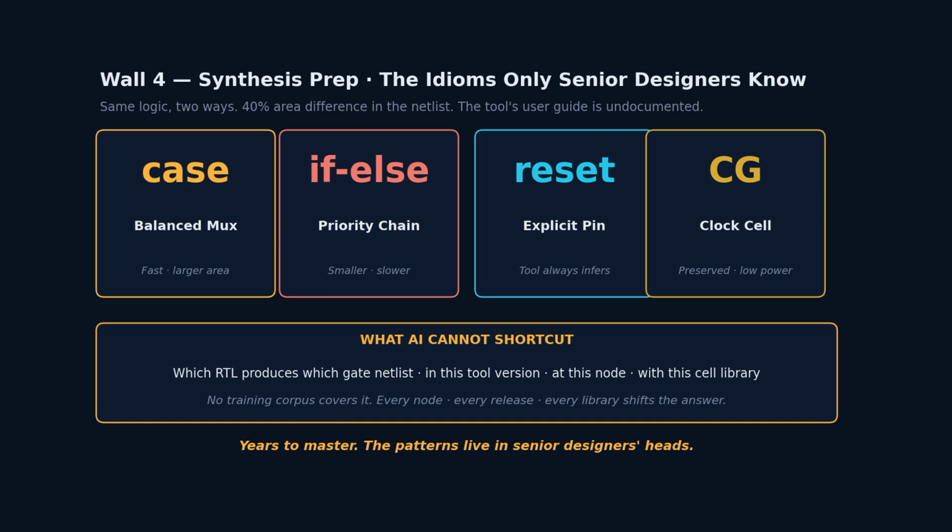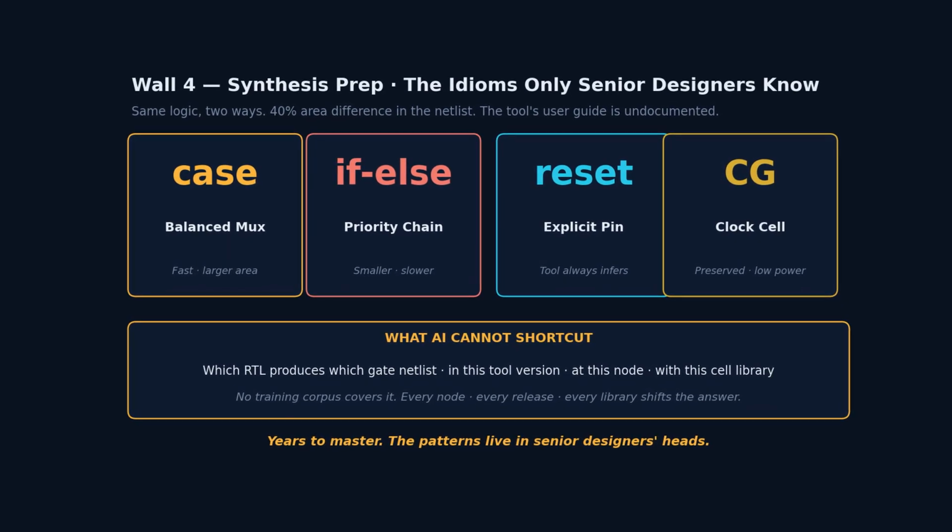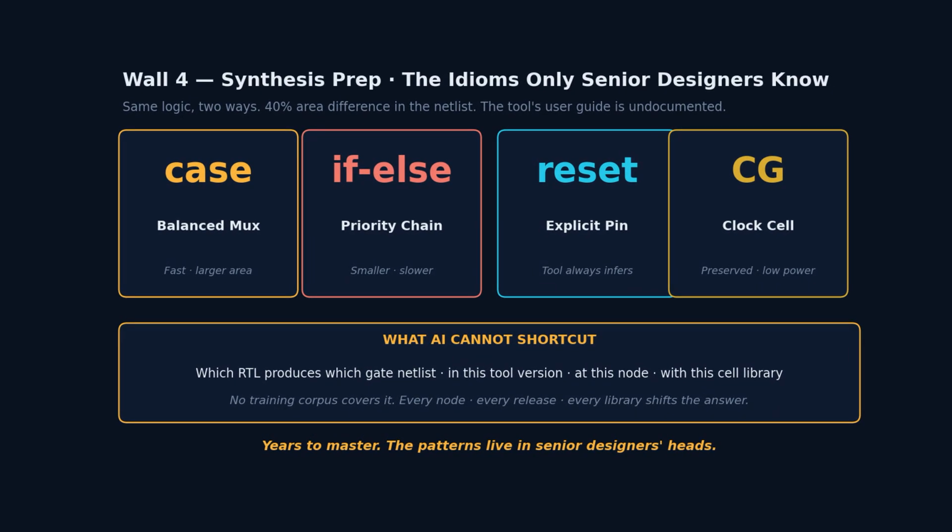A register defined with explicit reset compiles to a flip-flop with a reset pin. The same register defined with implicit reset, the tool may infer the reset incorrectly depending on the standard cell library. The designer has to know which patterns the tool understands. A clock gating intent expressed with a manual AND gate gets removed by the optimizer. Expressed with an explicit clock gating cell, the tool preserves it. The designer has to learn which pattern produces the result they actually want.